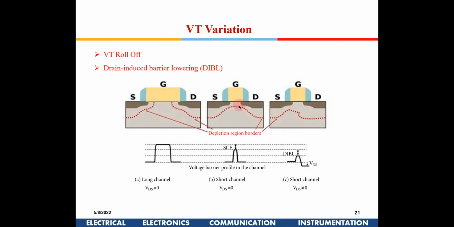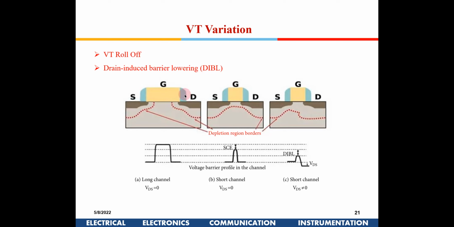Why? Because what was VT? VT was the quantity of work which we required to create the depletion, right? Now this depletion is already happening because the source and the drain regions are of opposite polarity to the substrate. So this depletion layer is now happening of its own, rather than us having to work hard by applying a gate potential. So that reduces the VT.